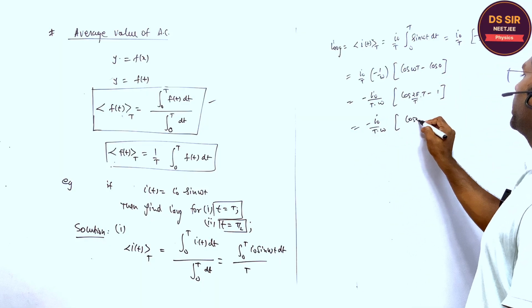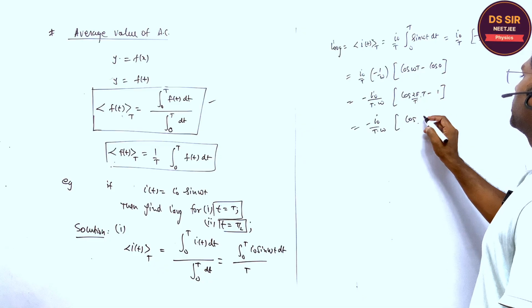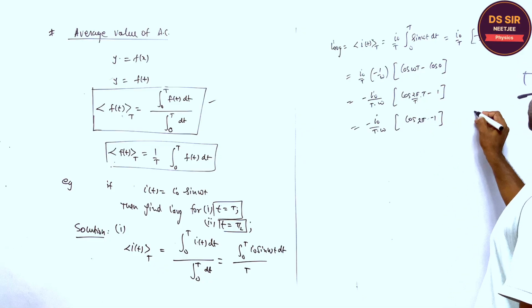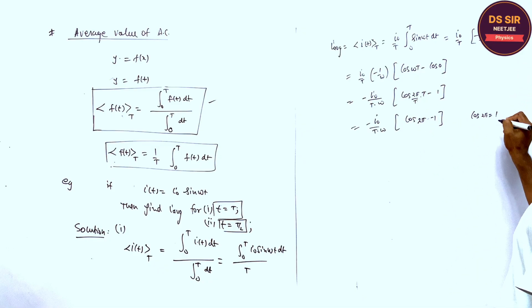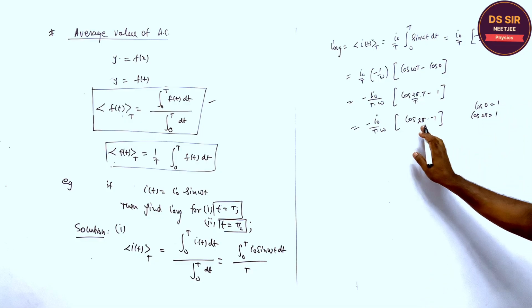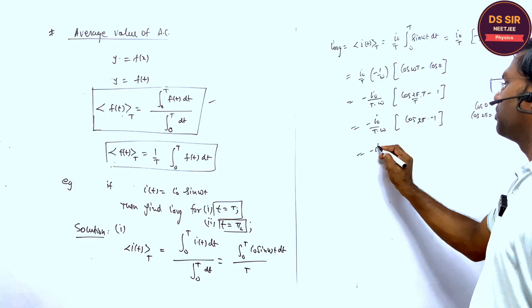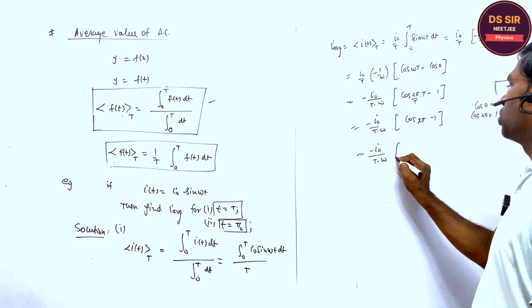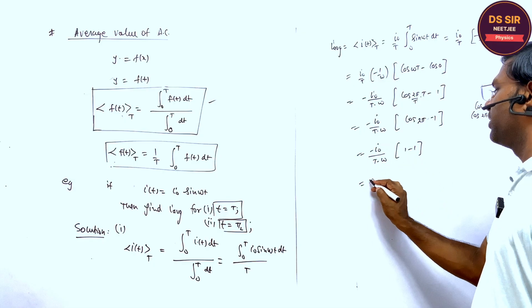This is cos 2 pi minus 1, right? Cos 2 pi minus 1. What is the value of cos 2 pi? It is always 1. Also cos 0 is equal to 1. So this is 1 minus 1 times minus I naught by T omega, so the value is 0.